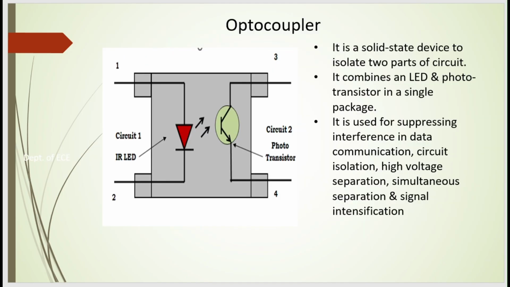Next we will be discussing the optocoupler. This is the circuit of an optocoupler. It consists of an IR LED and a photoresistor. The main function of the optocoupler is suppressing interference in data communication, circuit isolation, and also high voltage suppression and signal intensification. It is a solid state device which is used to isolate two parts of a circuit. It combines an LED and a phototransistor in a single package.